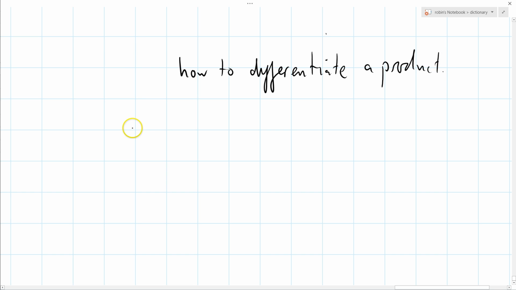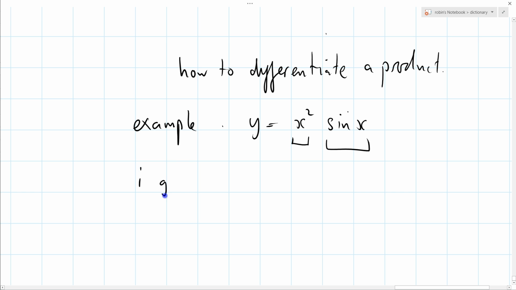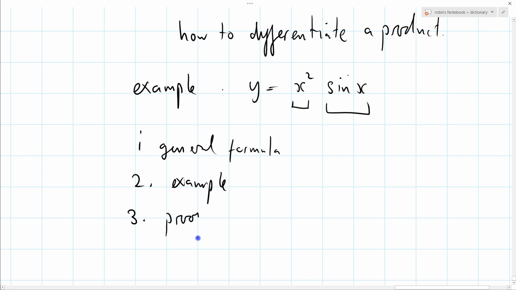Okay, I'm going to talk about how to differentiate a product. So the example I'm going to use is if y equals x squared sine x. So it's a product of x squared and sine x. I'm going to give you the general formula for it. Part 2 is going to be the example here, and 3 is going to be a proof that the formula is right. Okay, so the general formula is this.